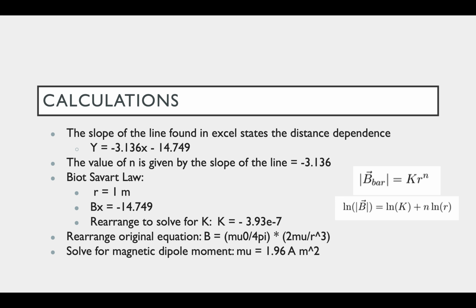where y is equal to negative 3.136x minus 14.749, and the value of n is the slope, and the y-intercept is the value of Bx.